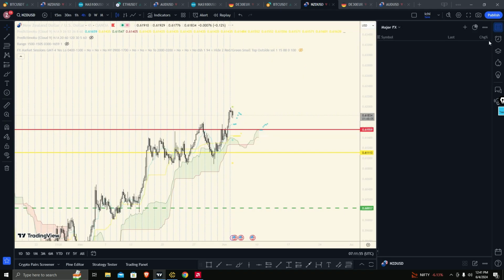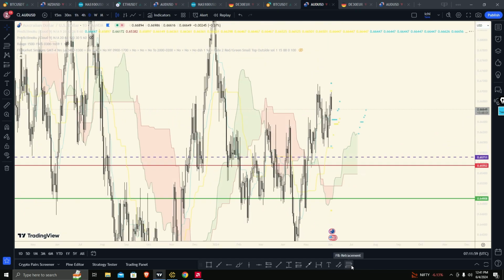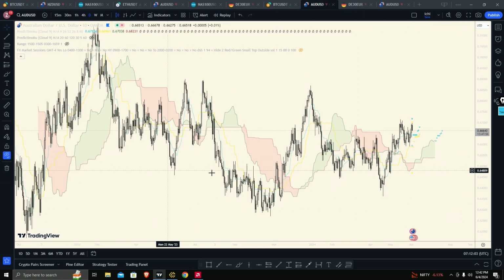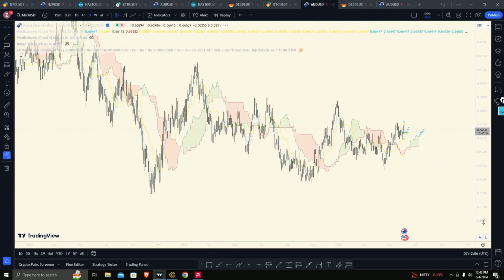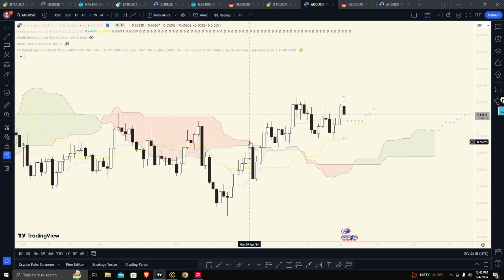Yep, not a problem. I don't think AUDUSD would be that straightforward. Yes, that's a choppy market to say the least, right? It's a choppy market, but we do have a daily trend again, right?